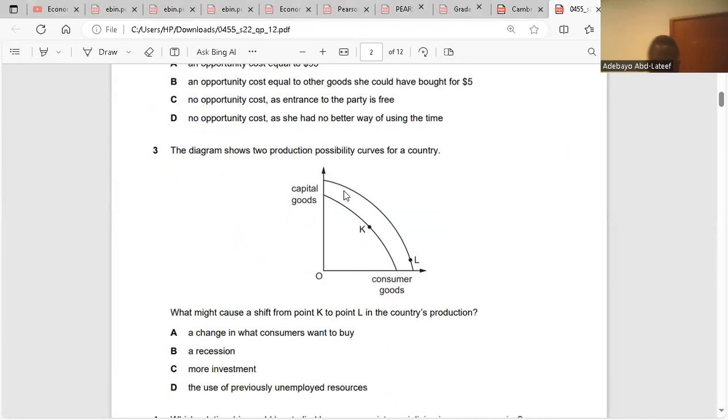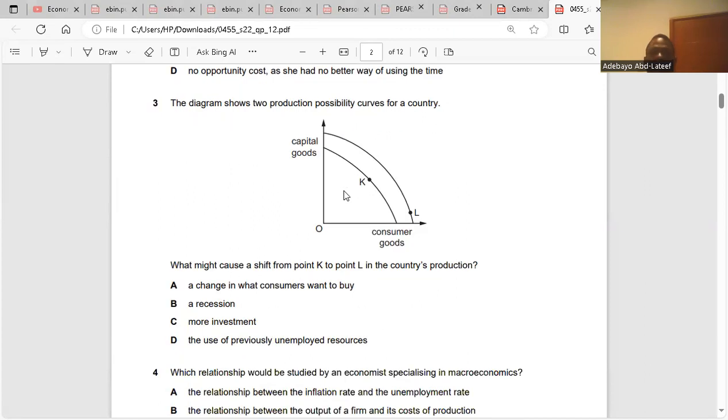Question 3. The diagram shows a PPC for a country. What might cause a shift from point Q to point L? Now it's a shift, not a movement. If it was a movement, it would have meant that the economy is investing in consumer goods to improve the standard of living. But here there's an outward shift. An outward shift is as a result of an investment or an increase in investment. Do you understand?